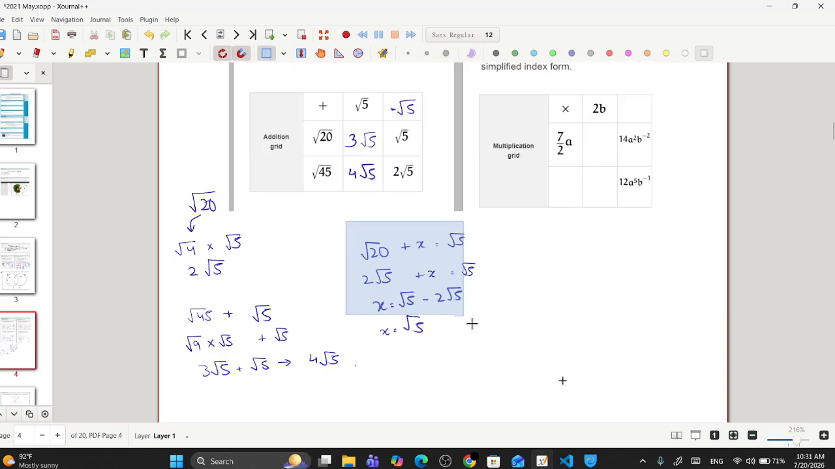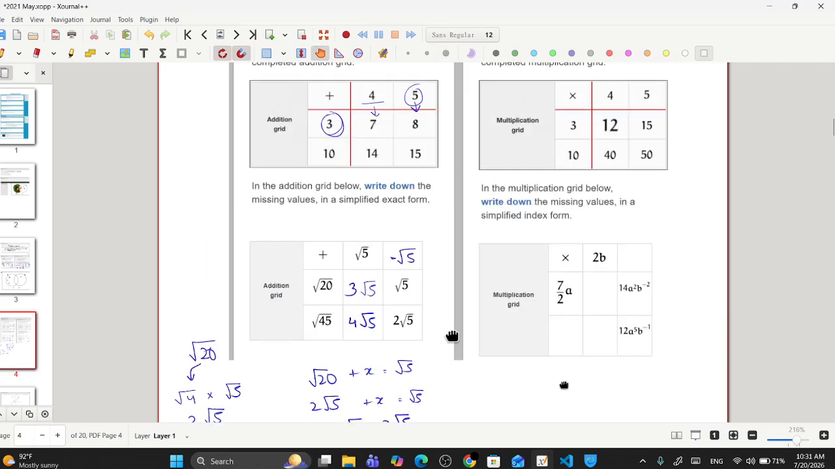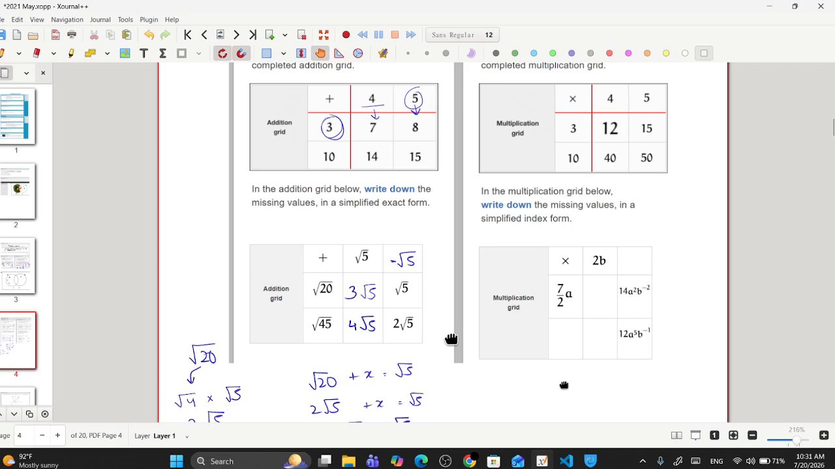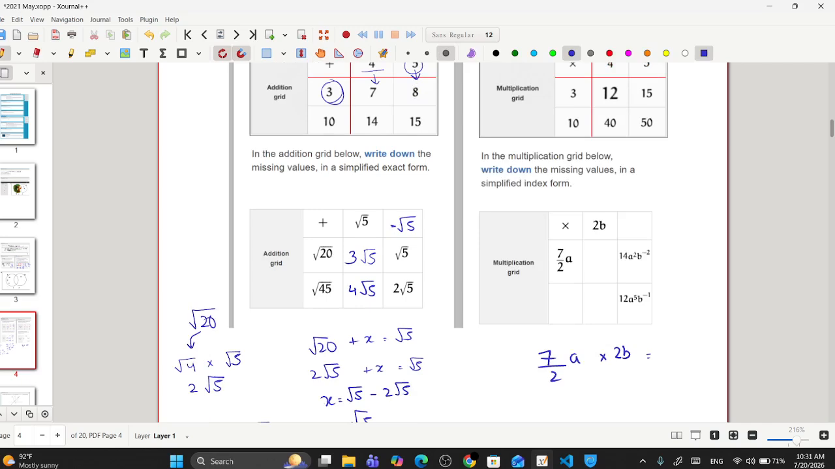All right, then we have the multiplication grid. So we're supposed to solve these values directly. The first example is given as 7 over 2a multiplied by 2b. This should be equivalent to the 2's being cancelled with each other and our answer being 7ab. So here you go, 7ab.